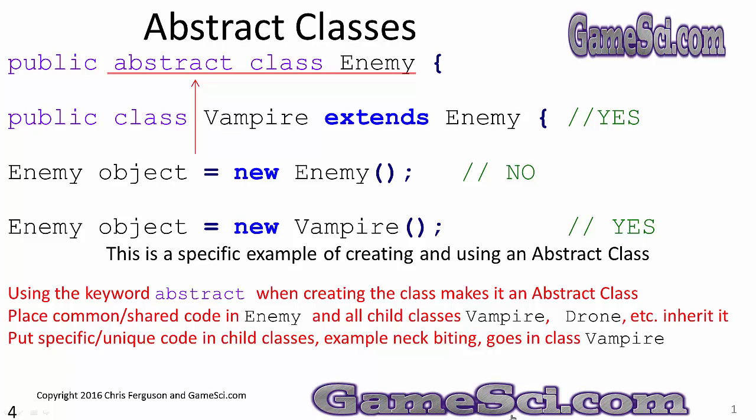Now we know from inheritance we should place the common or shared code in Enemy, and then all the child classes like Vampire, Drone, etc. inherit from it. We also know from inheritance that we should put specific or unique code in child classes. Examples like neck biting go in the class Vampire because that's what a vampire does. Let's create an abstract class Enemy to be the parent class to every enemy object we plan to build.